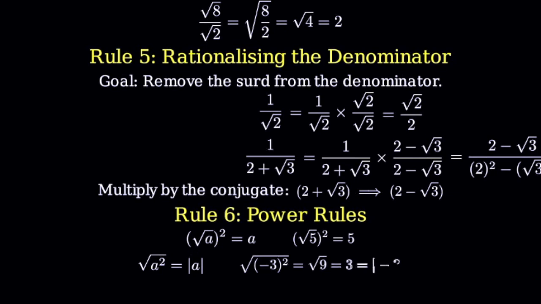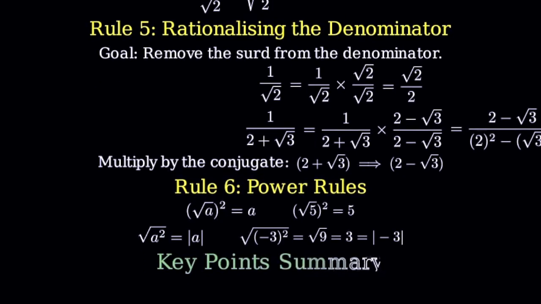Second, the square root of a squared is the absolute value of a. We use the absolute value because the square root symbol typically denotes the principal non-negative root. For example, the square root of -3 squared is the square root of 9, which is 3, the absolute value of -3. Let's quickly summarize the key points about surds.